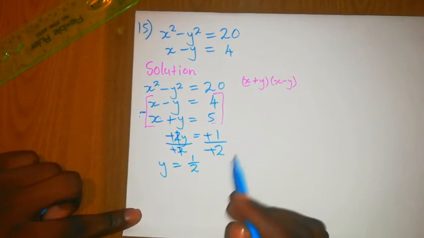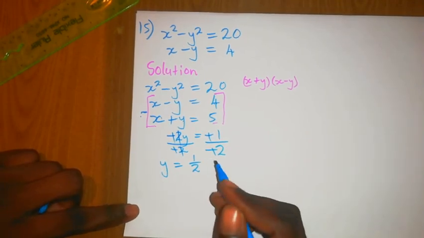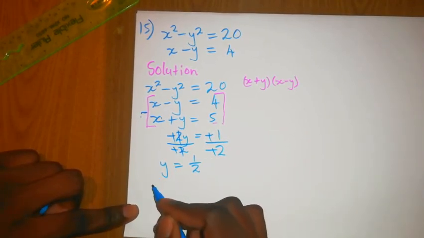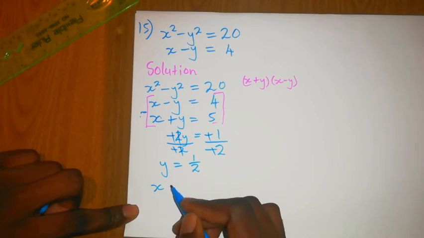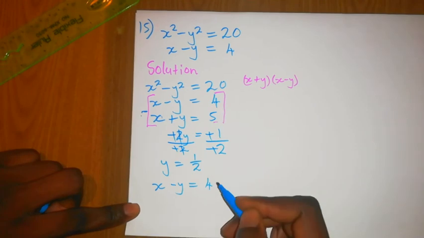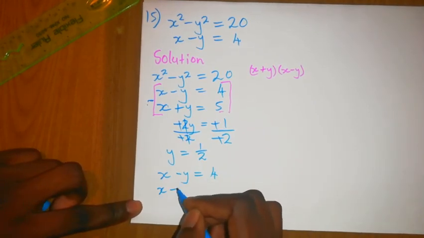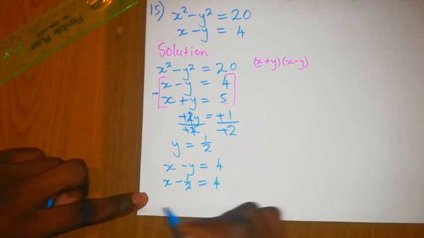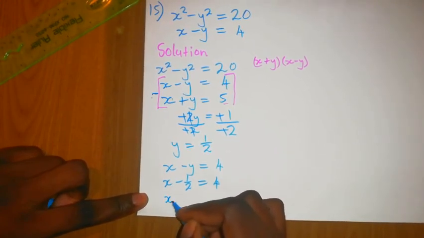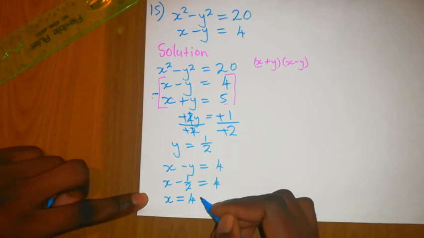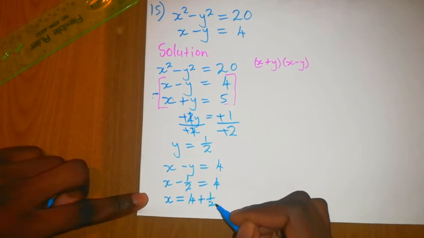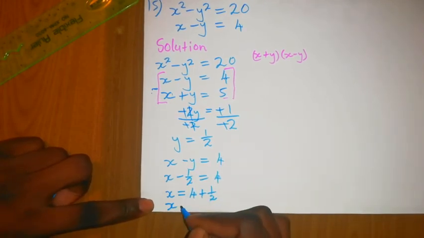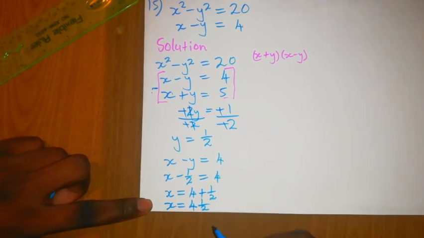I'm going to take any of my equations. In this case, I'm going to use x minus y is equal to 4. Then I'll substitute x minus half is equal to 4, then x is equal to 4 plus half. My final answer, x is equal to 4.5. That is my final answer.